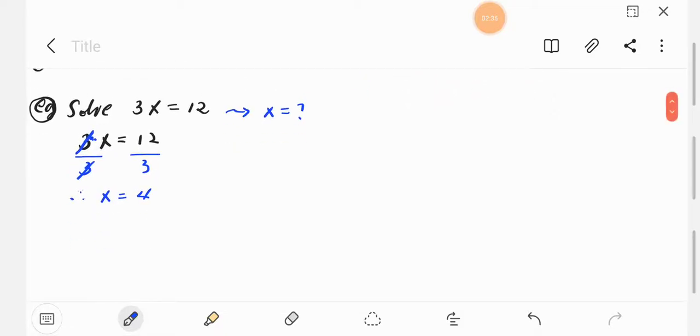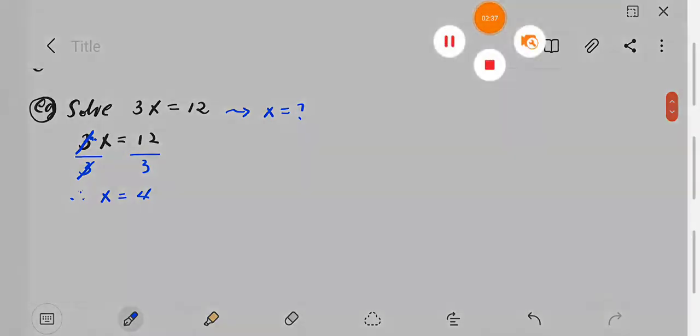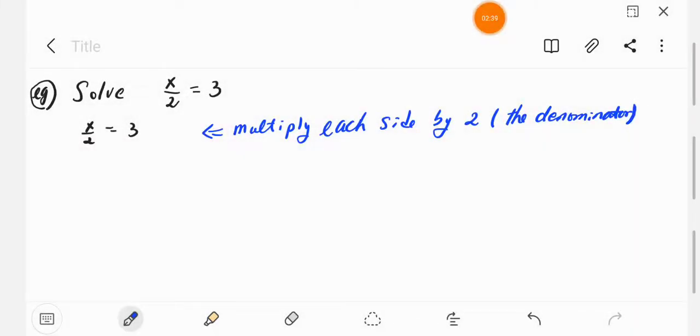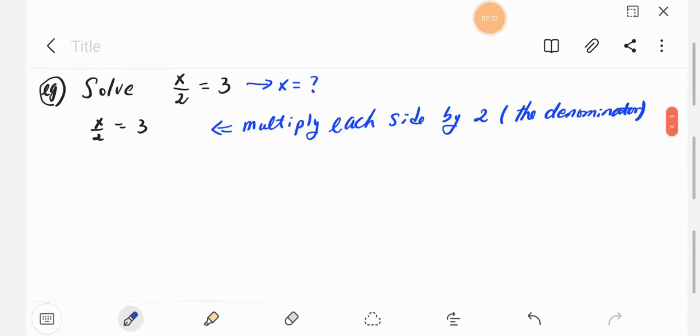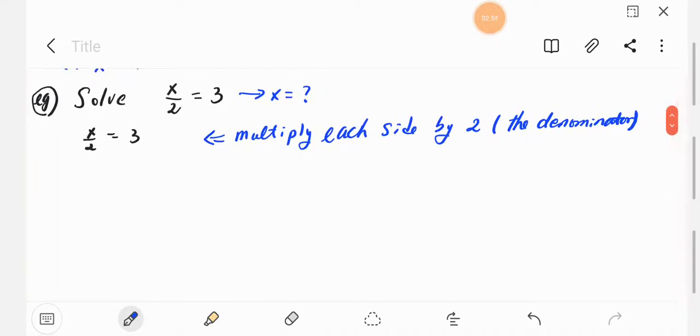Okay, then let's try a different example this time. This example has x over 2 on the left hand side of the equation. So x divided by 2. So 2 is the denominator. In order to make it x equals something, we have to get rid of this denominator too. If we have something like 2 over 2, then this is equal to 1, right? So you can get rid of this 2 if you have the same number in the numerator.